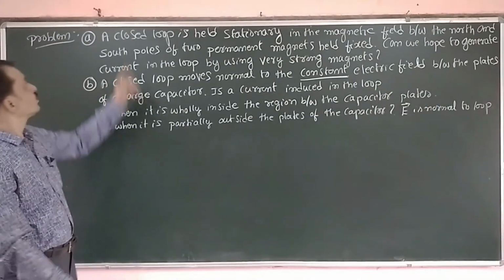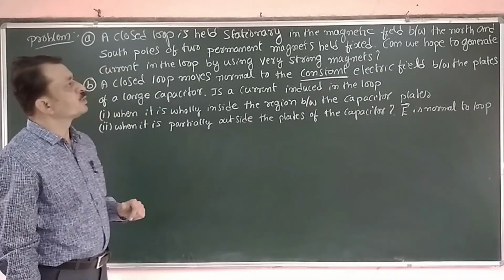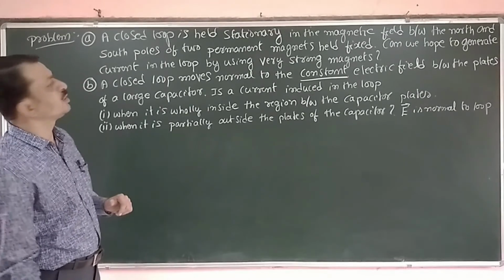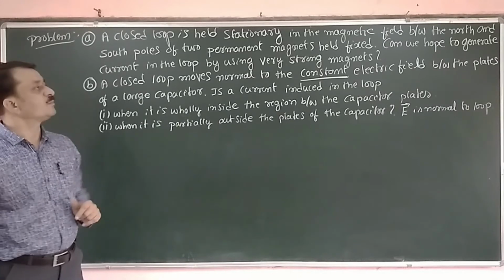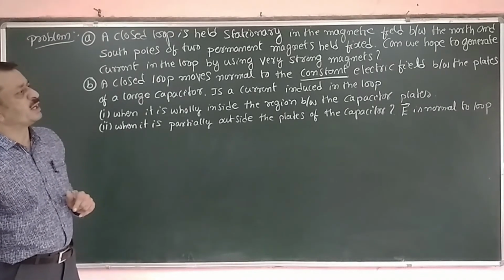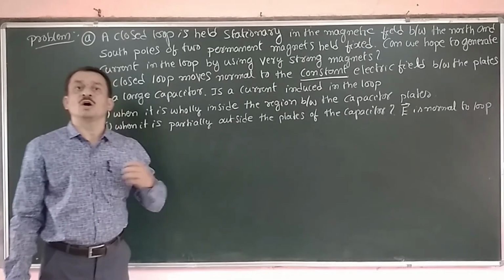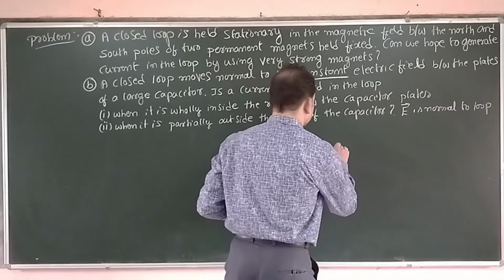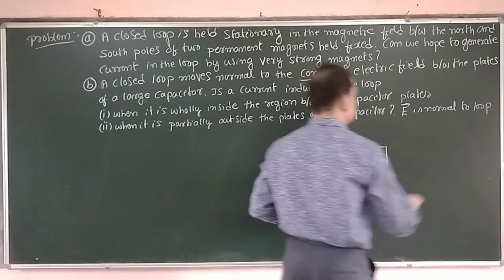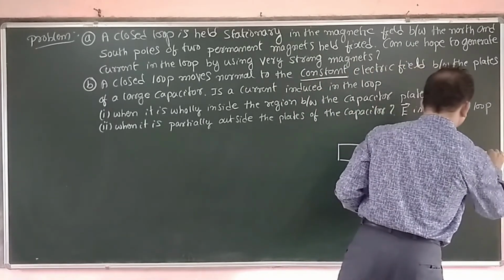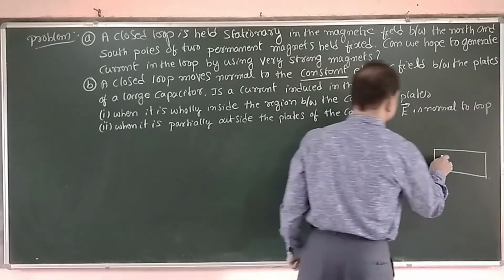Next problem. A closed loop is held stationary in the magnetic field between the north and south pole of two permanent magnets held fixed. Can you hope to generate current in the loop by using very strong magnets? Now here we have strong magnets. Two magnets they have given like this. Now this is the north and this one is the south.